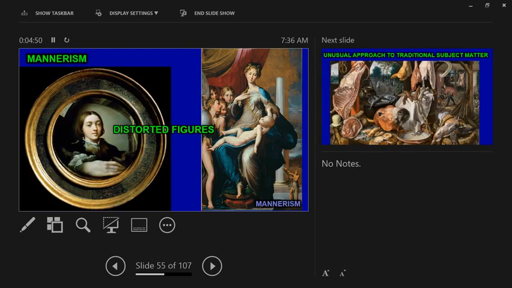Another way to identify mannerism is distorted figures.